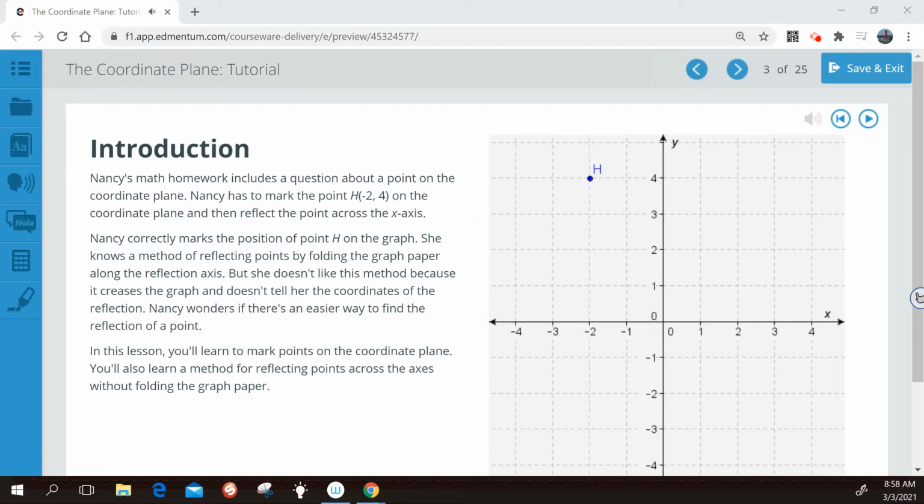Okay, so what they're basically saying is this is the point that she had to mark, and we see the point, and then she has to reflect the point along the axes. Which axis does it say? The reflection axis. So if it's going to be the y-axis, you would fold right at the y, and then wherever that H touched over here, that would be your reflection. If you're folding across the x-axis, you'd fold at the x, and then wherever that H touched would be the reflection. But we're going to be learning an easier way to do that without having to fold paper, and basically just changing those points, okay?